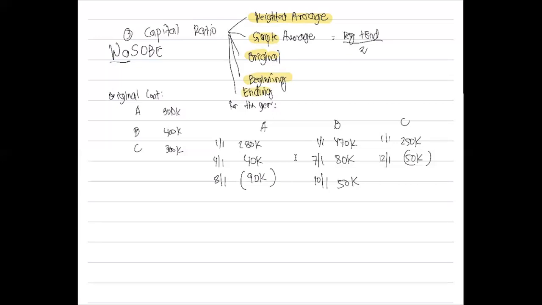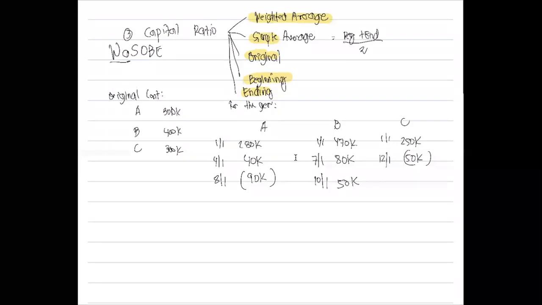Sir, if silent, anong gagamitin namin? Weighted average. Sir, pag hindi mako-compute yung weighted average, simple average. Sir, pag wala yung weighted, simple, original, capital contribution. And then beginning and ending. Ganun siya, guys. But, pwede naman na sabihin ng problem na weighted lang siya. Kaya nga, ang ginagawa natin, i-discuss natin lahat yung types of capital ratio. So first, on your weighted average. For your weighted average, we need to look for the changes on your capital as to your beginning and as to your ending.